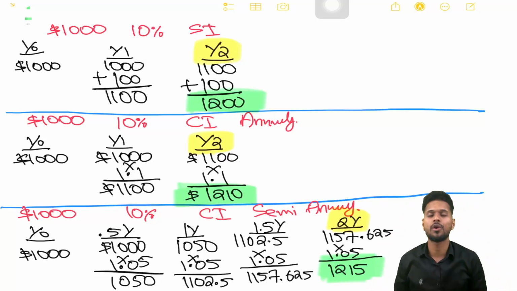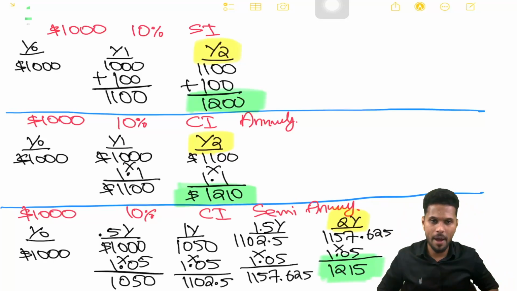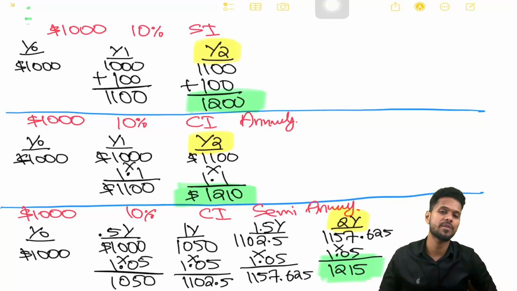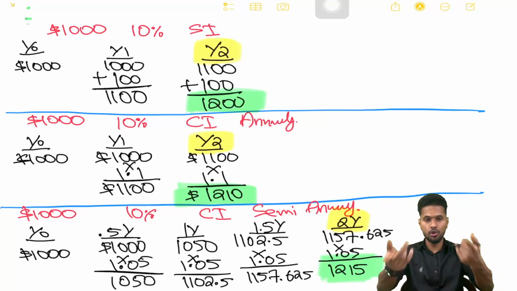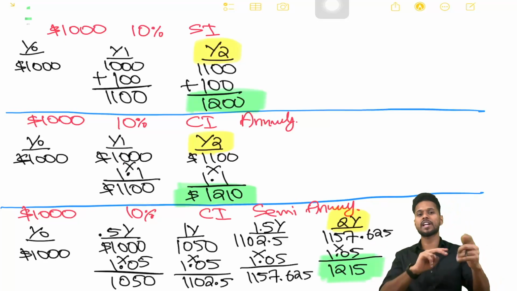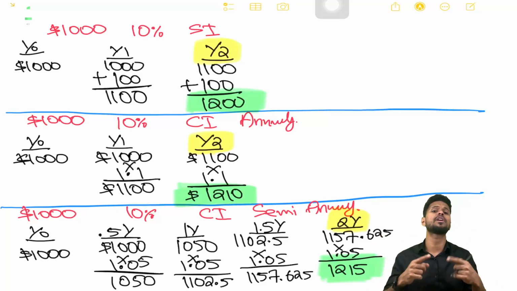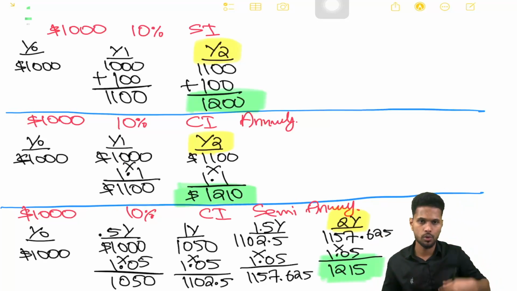Okay, suppose you are going to deposit some amount of cash in your bank. The bank has two options: simple interest and compound interest. Which one will you prefer? You are going to deposit, so you will receive the interest. Compound interest, because in compound interest you will receive more interest.